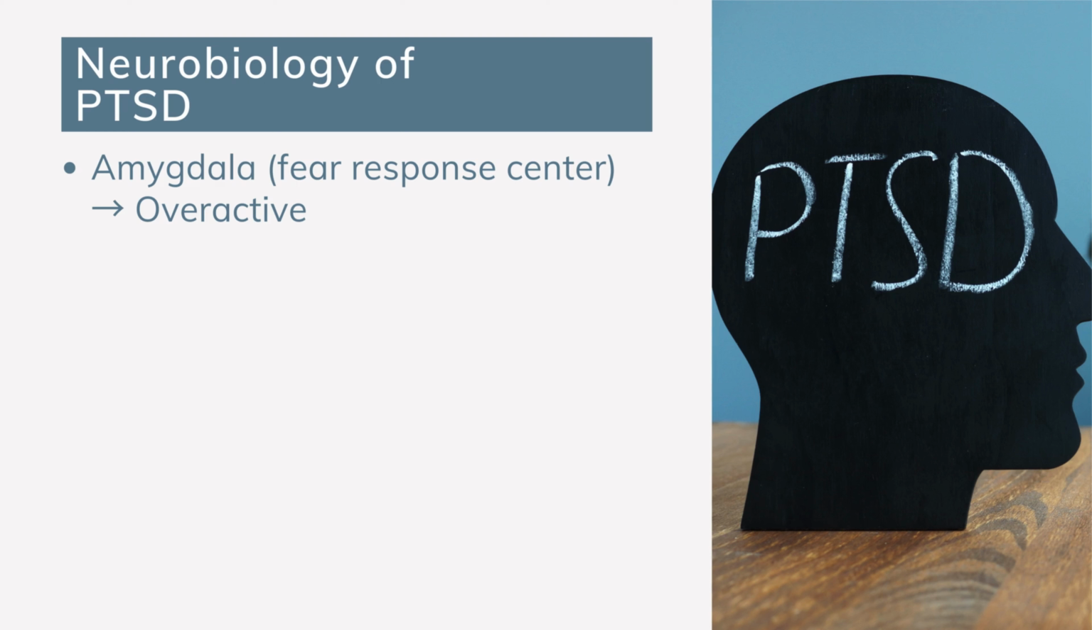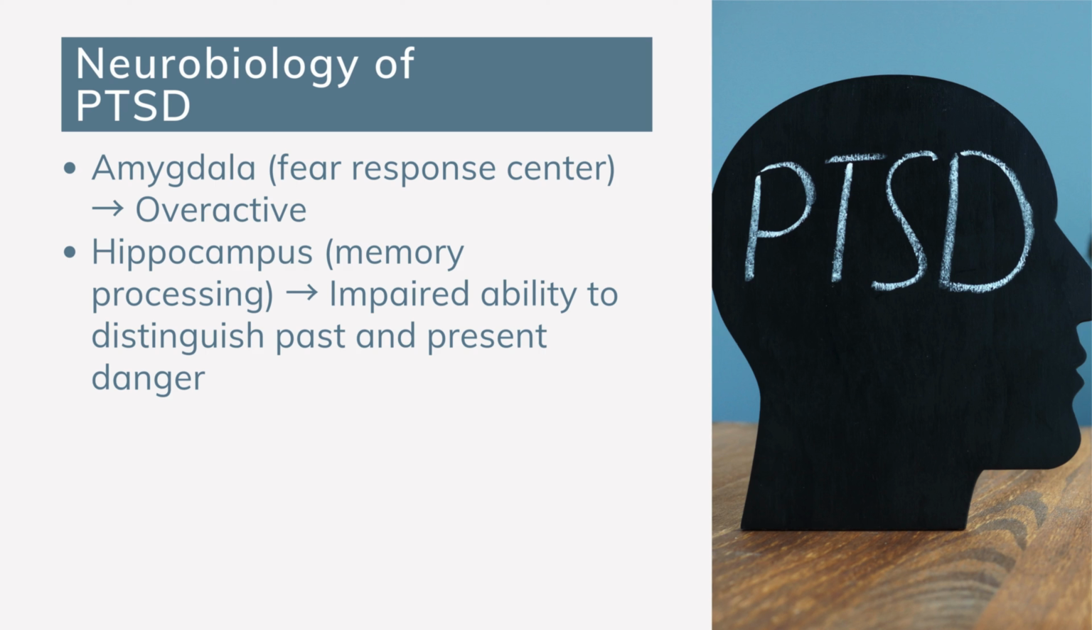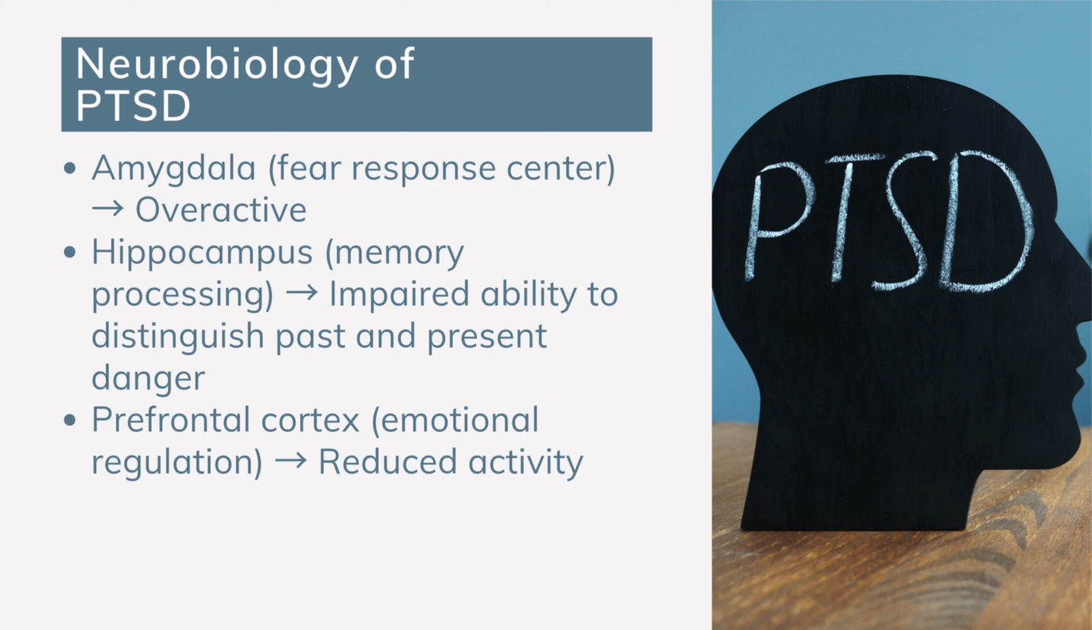There are three brain areas affected in post-traumatic stress disorder. We have the amygdala, which is our fear response center. The amygdala becomes overactive, leading to excessive fear and anxiety. It also affects our hippocampus, our area for memory processing. There are going to be struggles to distinguish past trauma from present reality. And then another area affected in PTSD is our prefrontal cortex. This is the area that is known for our emotional regulation. The prefrontal cortex in PTSD has shown decreased activity, making it harder to control fear response.